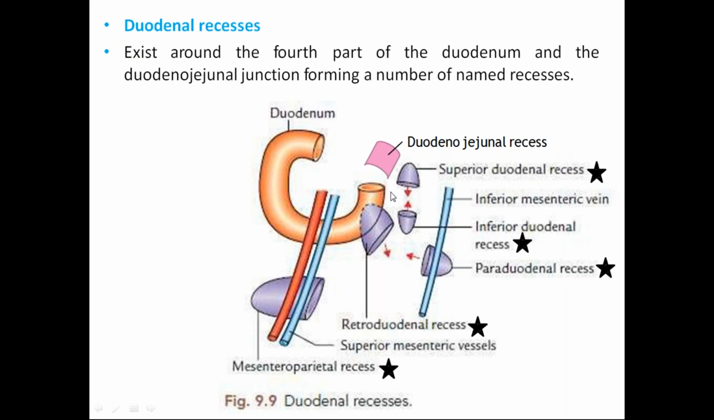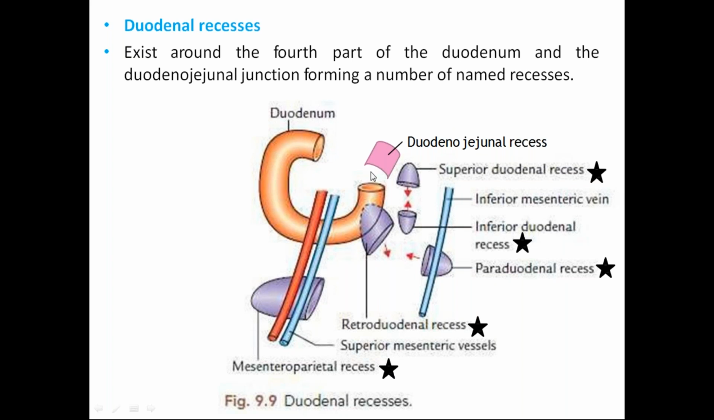According to the position where it is located, it is named as superior duodenal recess, inferior duodenal recess. The recess which is behind the fourth part of duodenum is called retroduodenal recess. Then the one close to the duodenum is called paraduodenal recess. And one more is there, that is duodenojejunal recess. Okay.